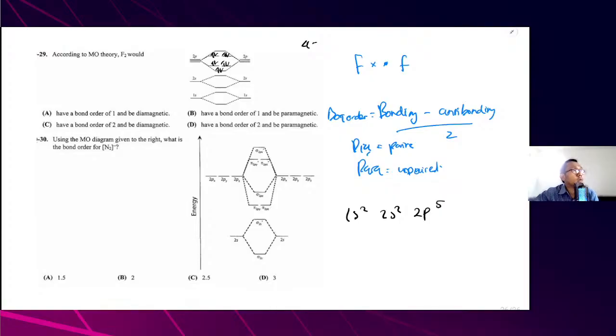Bonding, anti-bonding. Bonding, anti-bonding. Okay. Based on this information, how many electrons in the bonding one? The bonding one is 6, right? And the anti-bonding is 4, divided by 2. We will get the bond order. 2 by 2, it would be 1. And then all paired, diamagnetic, bond order 1.